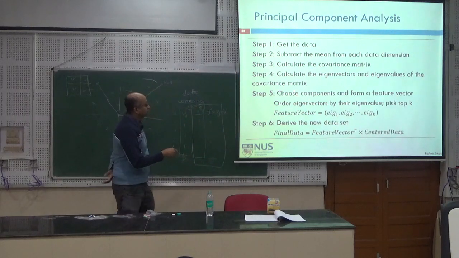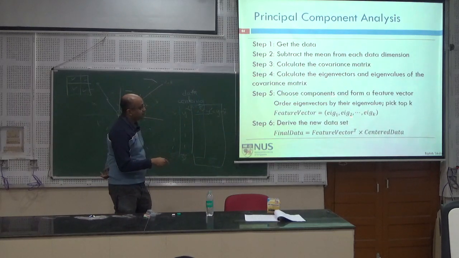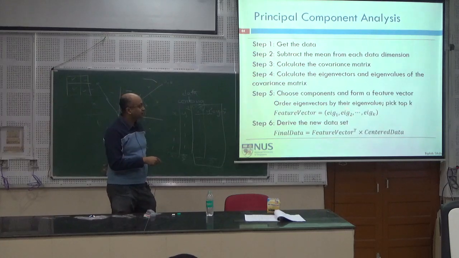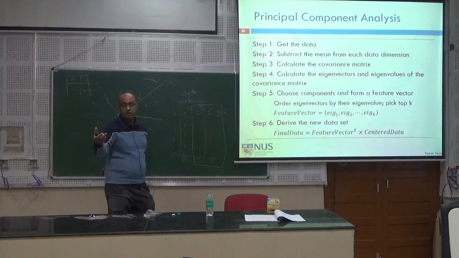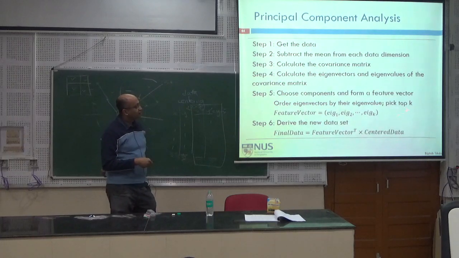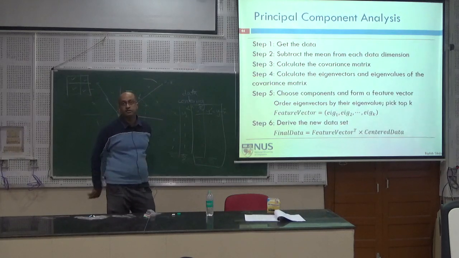So anyway, you've calculated the eigenvalues and eigenvectors, order them according to the eigenvalue. And whatever dimensions now you want to live with, pick the top k. Let's say you want k dimensions, up to this p, I guess. You pick the top k. And this becomes your feature vector. The top k dimensions you want to look at.